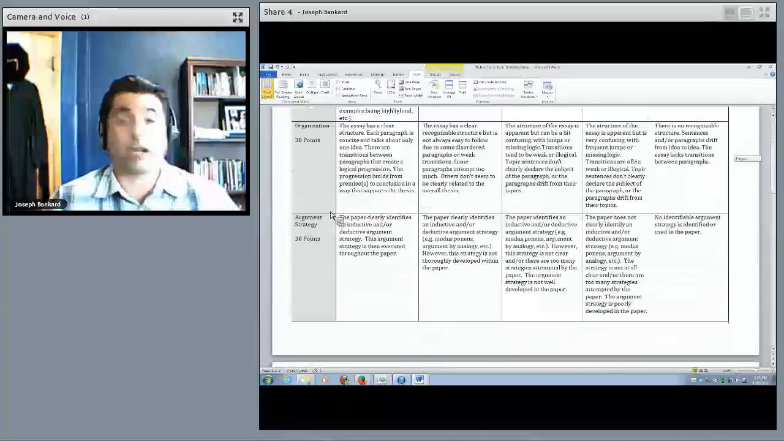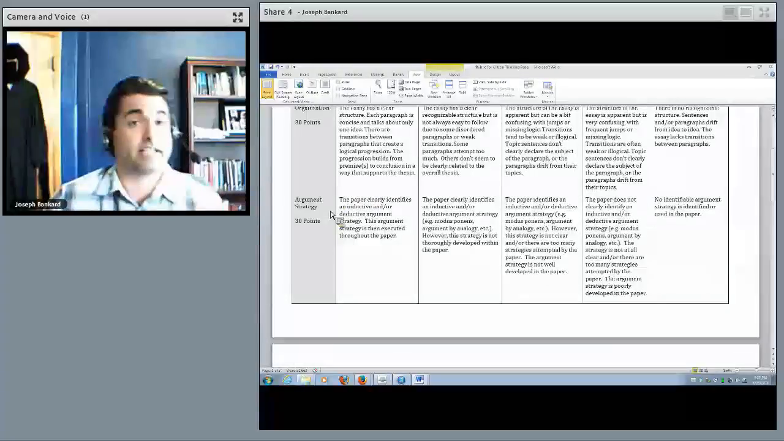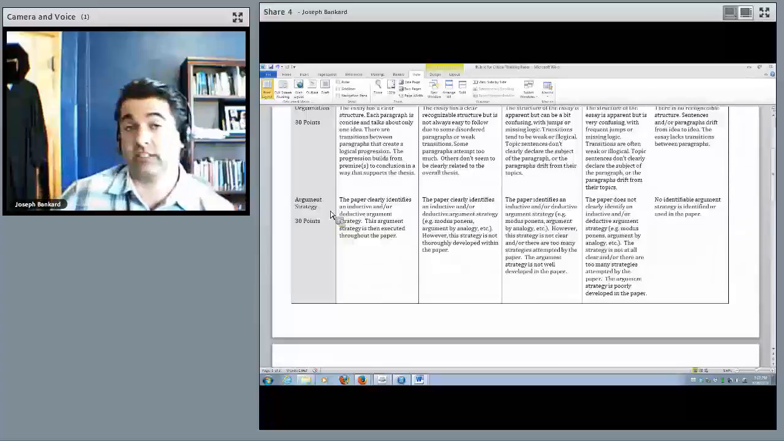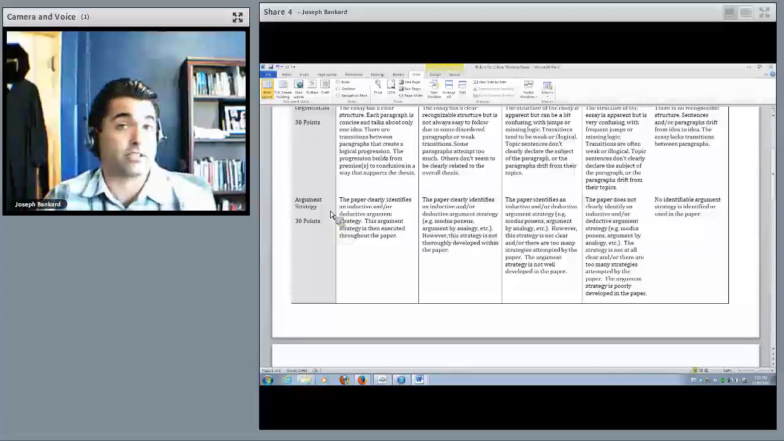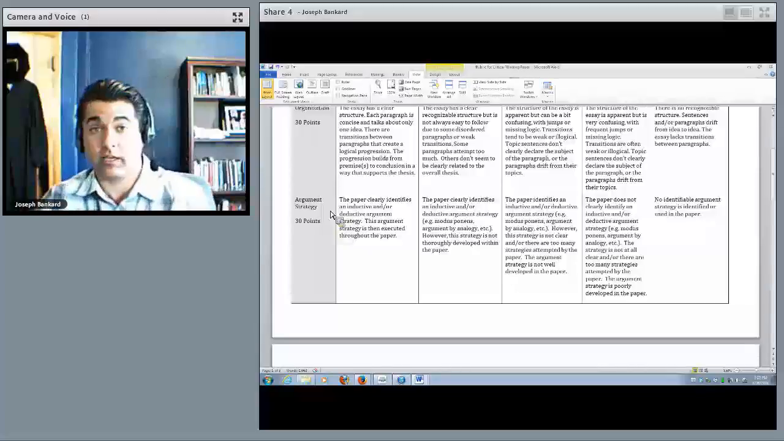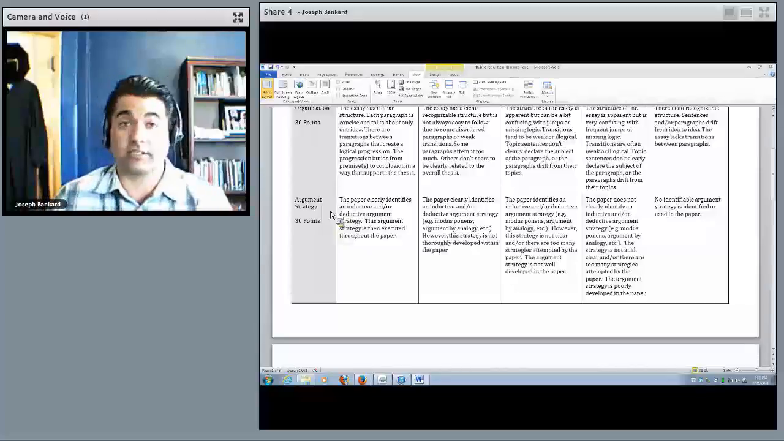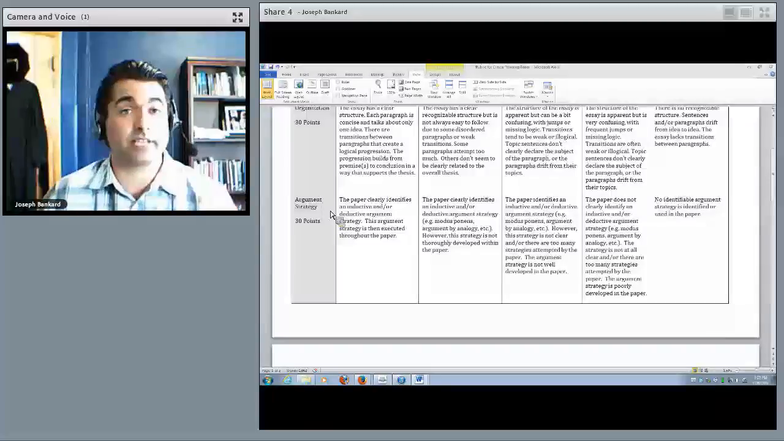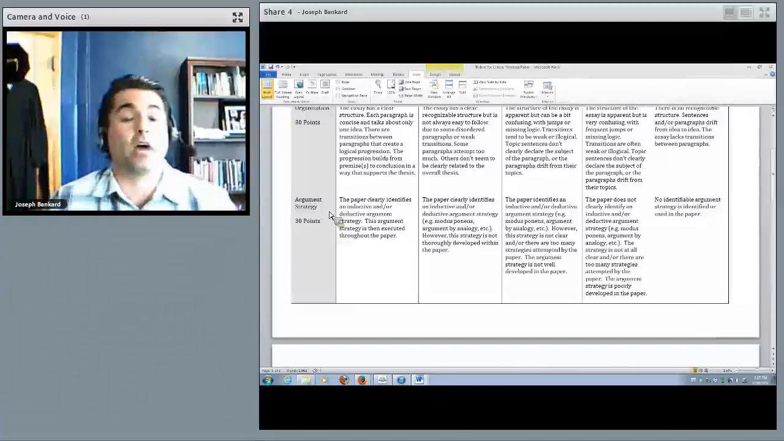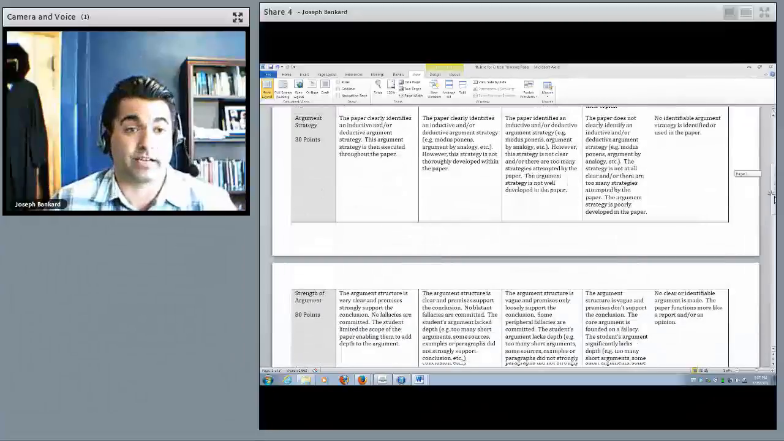The argument strategy, inductive or deductive, is it clearly labeled? Do you use it well? Do you use the criteria of strength? So if you're using an analogy, what's the criteria of strength for analogy? Are you using that criteria of strength well, or are you using it poorly? If you're talking about a generalization, what are the criteria for generalizations? So you'll want to make sure you identify and also do a good job of applying the argument strategy.